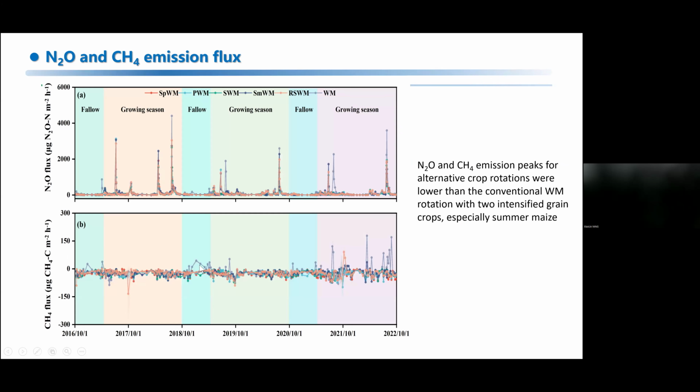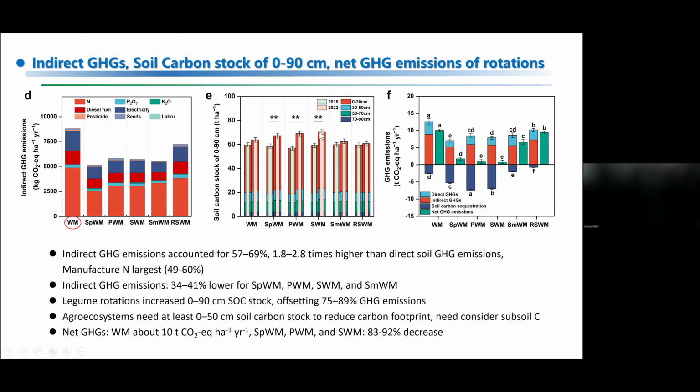Okay, this is the emissions in different years. We can see the peaks almost always come after big precipitation, big irrigation, and fertilizer. And we also measured the soil carbon stock to 90 centimeters. Nowadays, researchers almost focus on the tillage soil profile of about 20 or 30 centimeters. But we think the subsoil, the deep soil below 30 centimeters, also plays an important role in soil carbon stocks. So we measured that. We found that if we consider the 0 to 90 centimeter soil carbon stocks, the carbon sequestration can offset almost 75 to 80% of the whole greenhouse gas emissions.